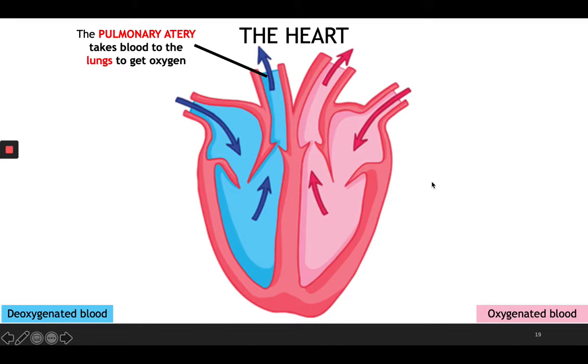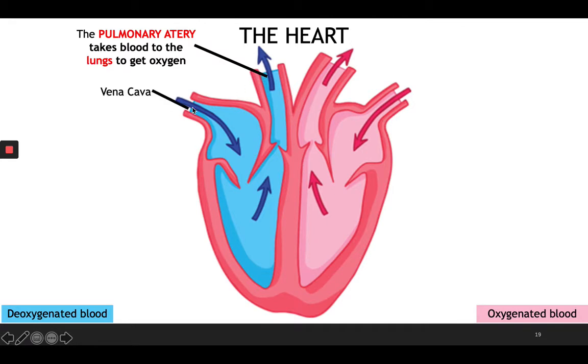So, you've got the pulmonary artery, and that takes blood to the lungs to get oxygen. This blue blood here means it's deoxygenated. It doesn't have enough oxygen in it. So the blood that's gone around our body comes back into this part here, and it goes from this pulmonary artery to the lungs to get some oxygen.